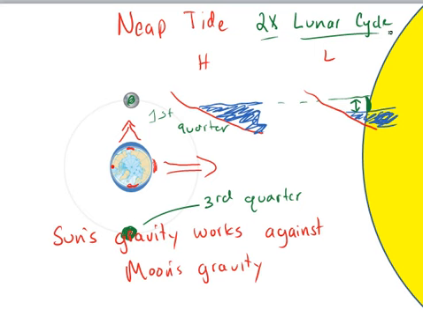Alright, so you can use your calculations for the time between moon phases to calculate the time between neap tides. Right, so if you've got a neap tide here and your whole lunar cycle takes about 29 days, well then the amount of time between neap tides is going to be half of that, right, about 14 and a half days.